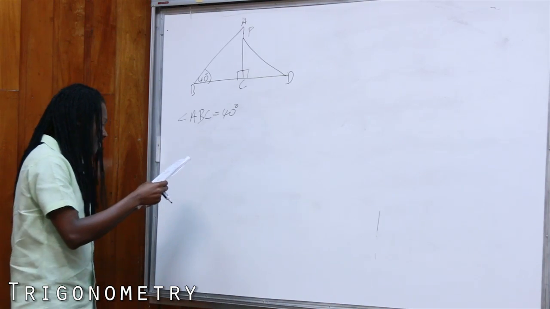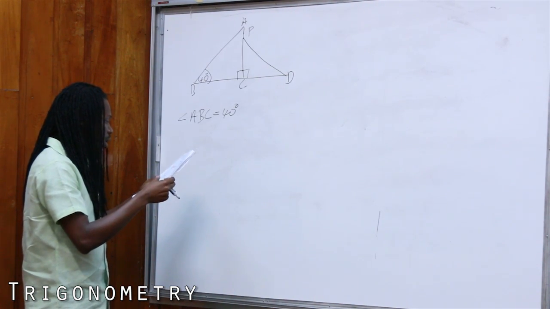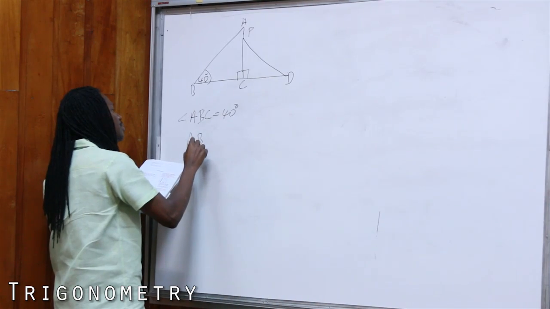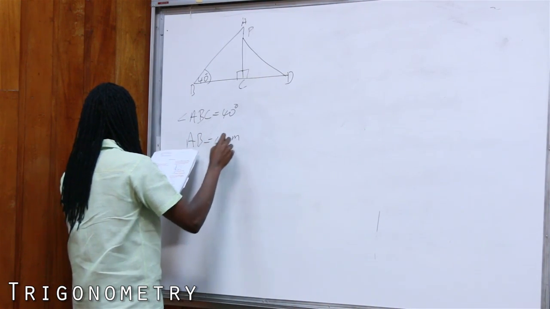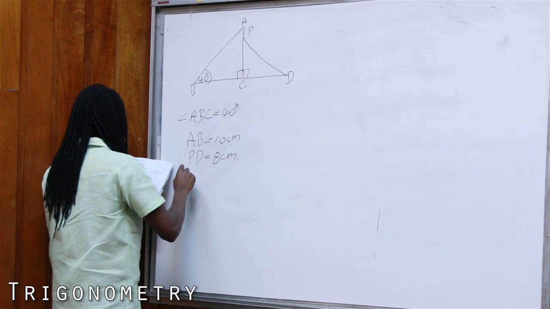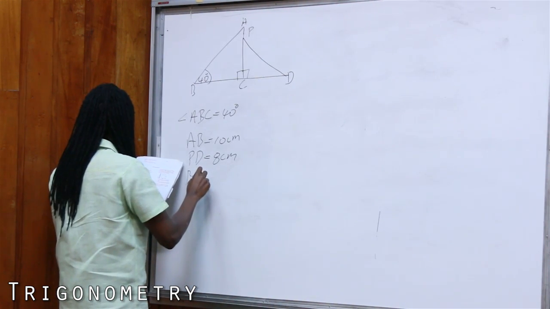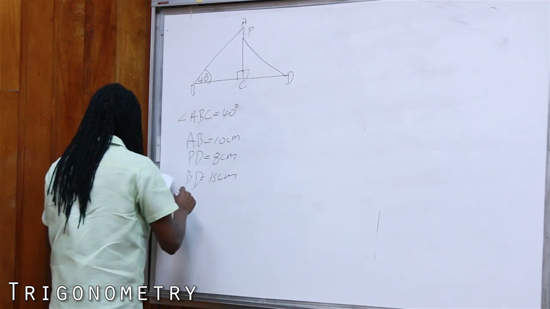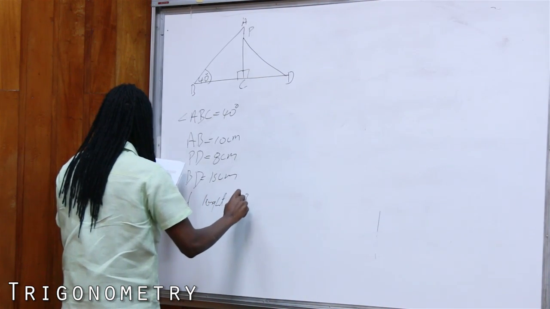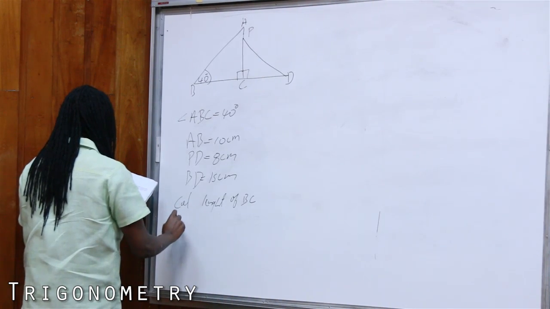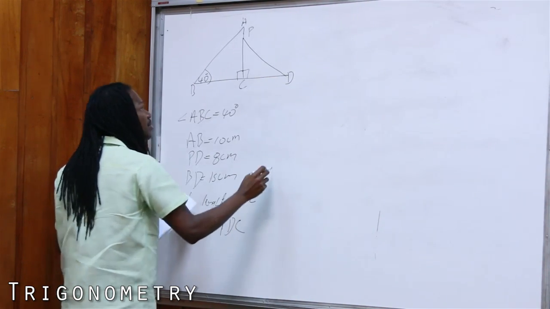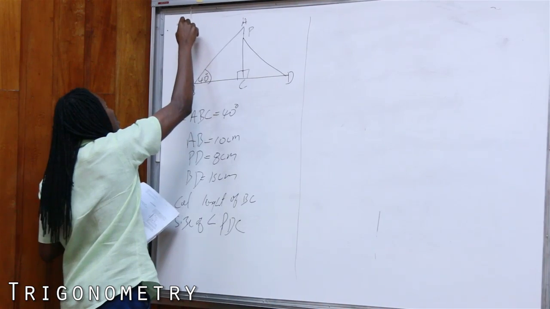Ready again now? AB equals 10 centimeters. PD equals 8 centimeters. And BD equals 15 centimeters. They say calculate the length of BC and the size of angle PDC. 15 marks.